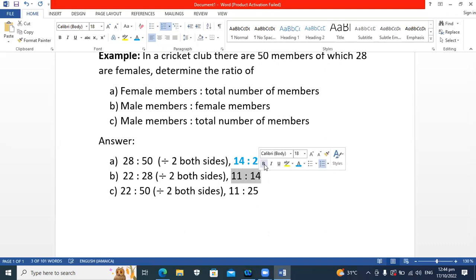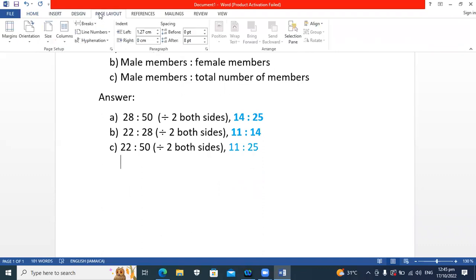The key about this question is that you always have to read carefully, because you have to know which number goes on the left-hand side and which number goes on the right-hand side. All right, are we clear? Any questions? Yes, sir.